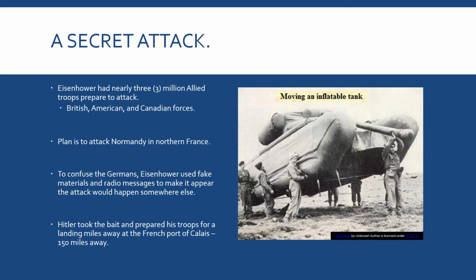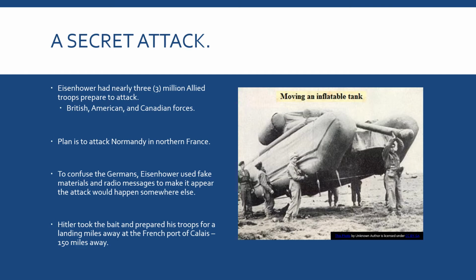Now, there's going to be a secret attack. So Eisenhower has nearly 3 million Allied troops to prepare to attack. Most of these are going to be British, American, and Canadian forces. There's going to be some other countries involved as well. We also have some French resistance fighters involved in this as well. But for the most part, most of the actual fighting will be done by British, American, and Canadian forces.